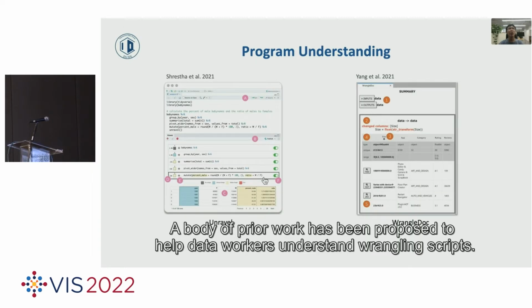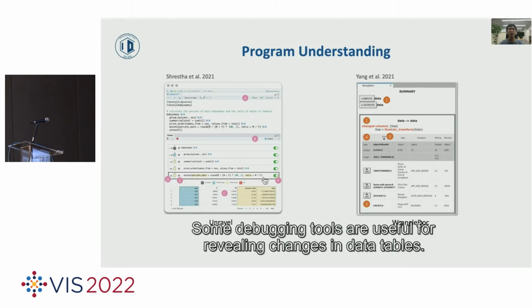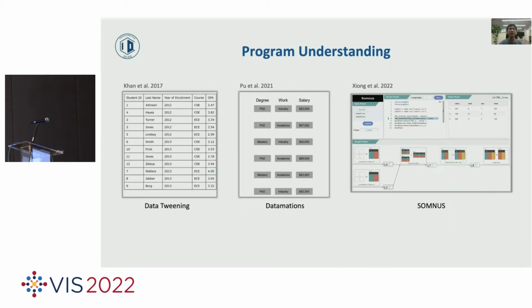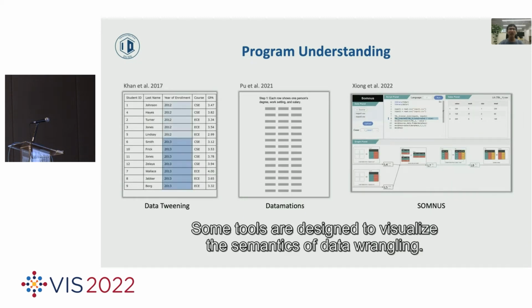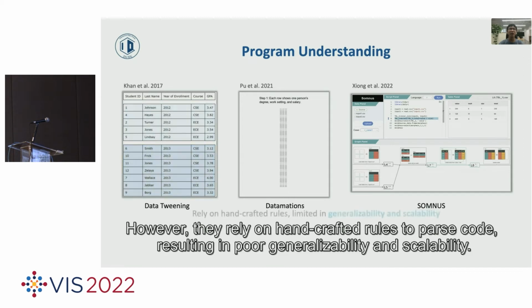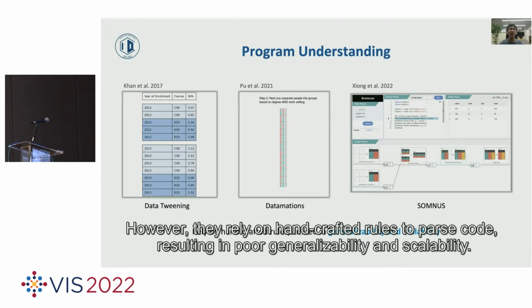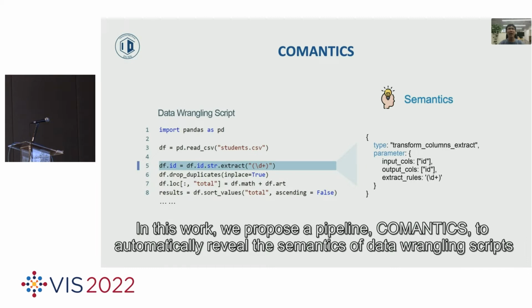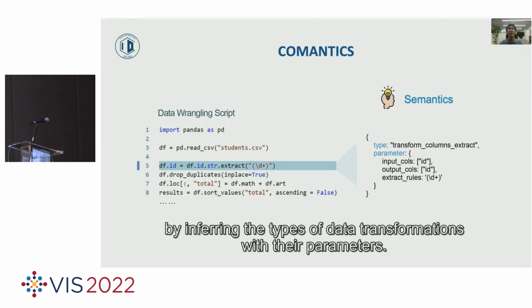A body of prior work has been proposed to help data workers understand wrangling scripts. Some debugging tools are useful for revealing changes in data tables, but they cannot support inferring data transformations. Some tools are designed to visualize the semantics of data wrangling. However, they rely on handcrafted rules to parse code, resulting in poor generalizability and scalability. In this work, we propose a pipeline, Comantics, to automatically reveal the semantics of data wrangling scripts by inferring the types of data transformations with their parameters.